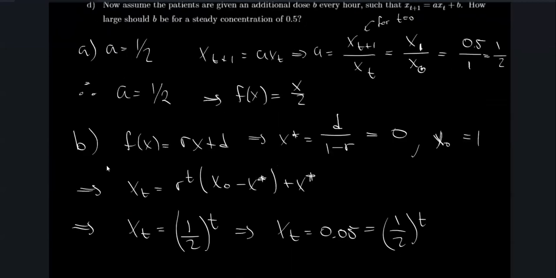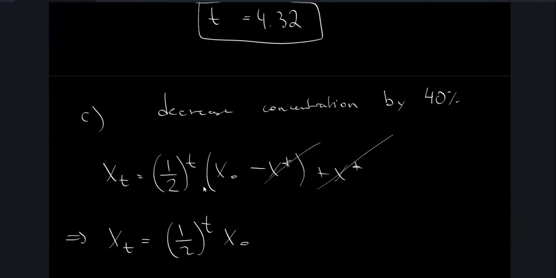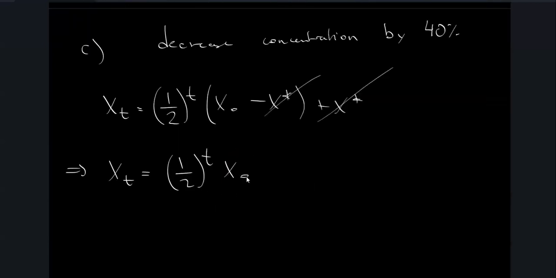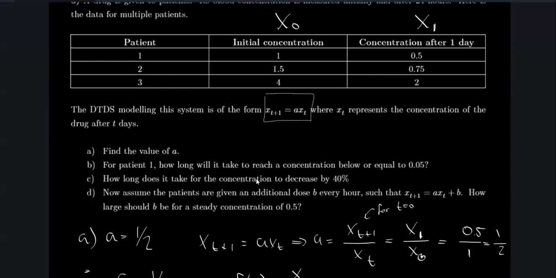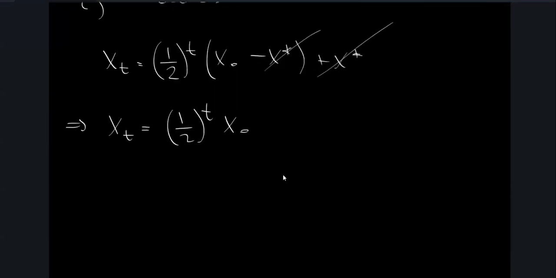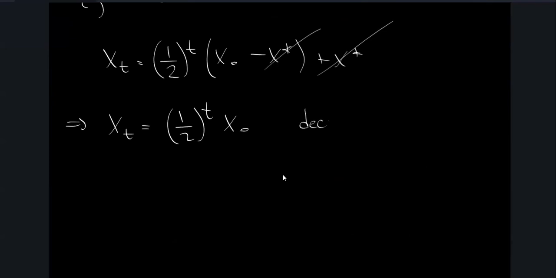In the case of patient 1 that we did here, x naught was 1. But in this case, it's just x naught. It actually won't matter what the initial concentration is. So all we want to do is decrease the initial concentration by 40%. That's the question: how long does it take for the concentration to decrease by 40%? So this is the key. To decrease by 40%, that means there's 60% left. If something decreases by 40%, you've got 60% of it left.